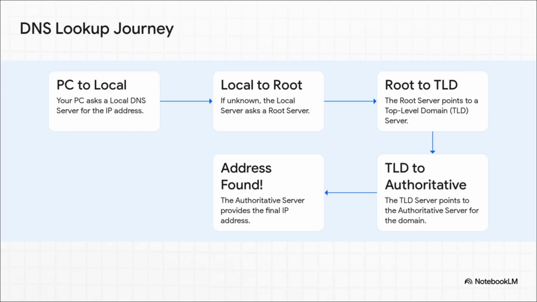So how does it find that number? Well, it's kind of like a fascinating little chase. Your computer first asks its local DNS server. That's probably one run by your internet provider. If that server doesn't know the answer, it starts a journey up the hierarchy. It asks a root server, which doesn't know the exact address, but it knows who's in charge of all the .com addresses. That's the TLD server. The TLD server then points to the final authoritative server for that specific website, which at last provides the correct IP address. This whole distributed system is just brilliant because it's so resilient. There's no single point of failure that can take it all down.